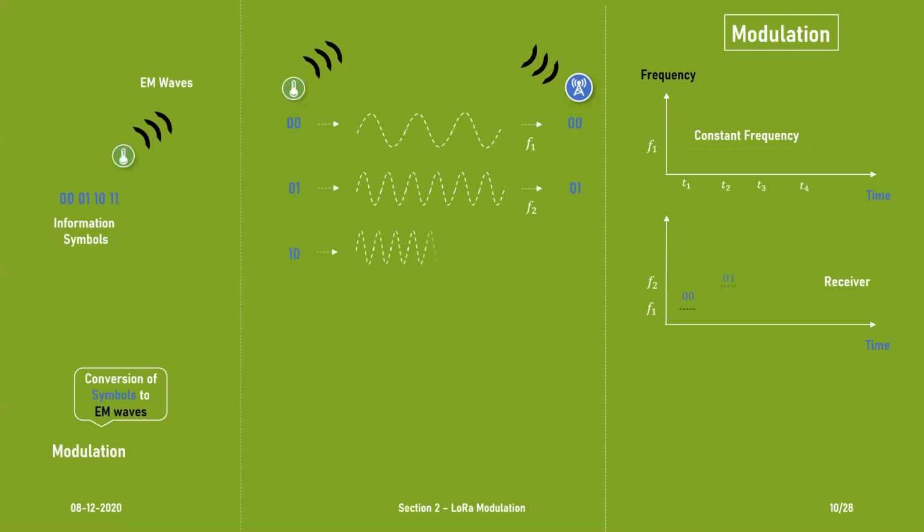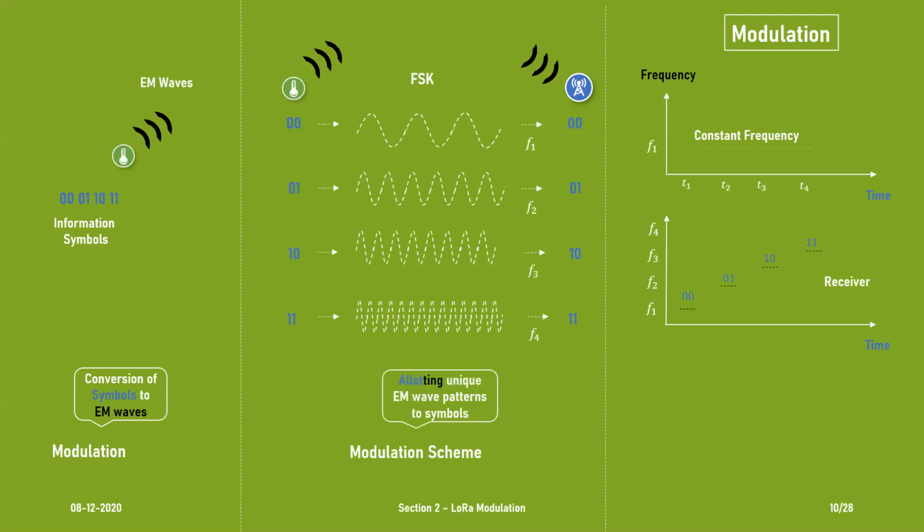Likewise, for all the different symbols that I have, essentially 4, that is 2 to the power 2 in case of 2 bits at a time, I'm having different frequencies to represent different information symbols. So what I essentially did was uniquely map my information symbols into electromagnetic waves. And that was done using a modulation technique called frequency shift keying. So a modulation scheme is nothing but allotting unique electromagnetic wave patterns to your symbols, and how you do that is decided by which modulation scheme you are using.